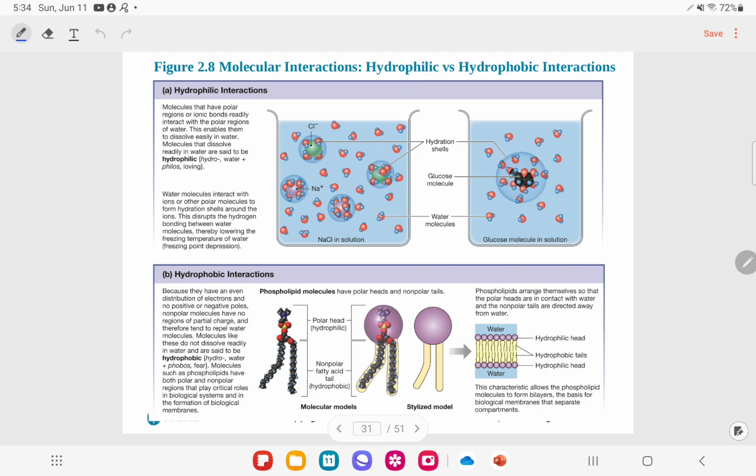Molecules on the opposite end, that are nonpolar, will not dissolve readily in water. These are said to be hydrophobic. Hydrophilic: dissolving in water easily and readily. Hydrophobic: not dissolving in water easily and readily.